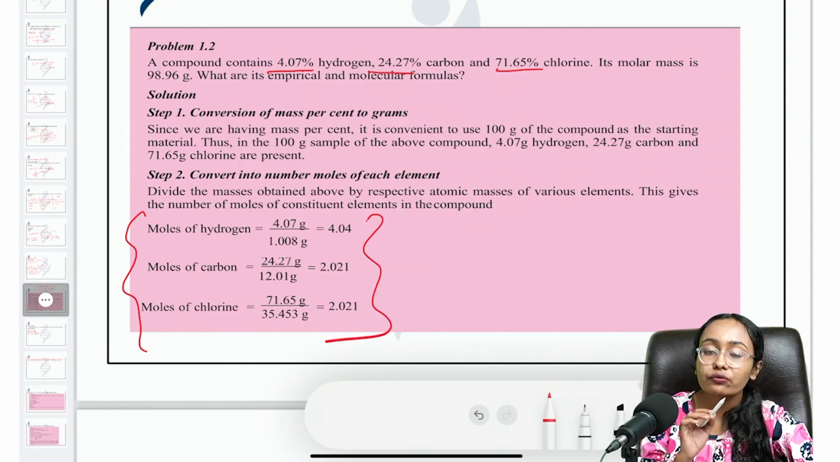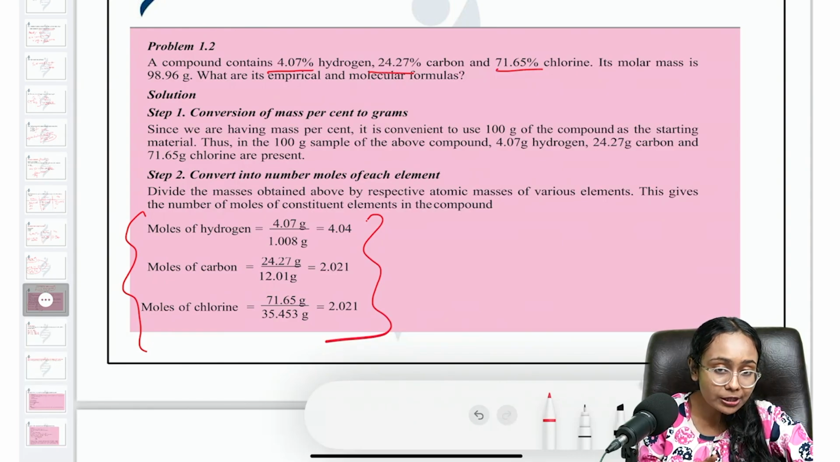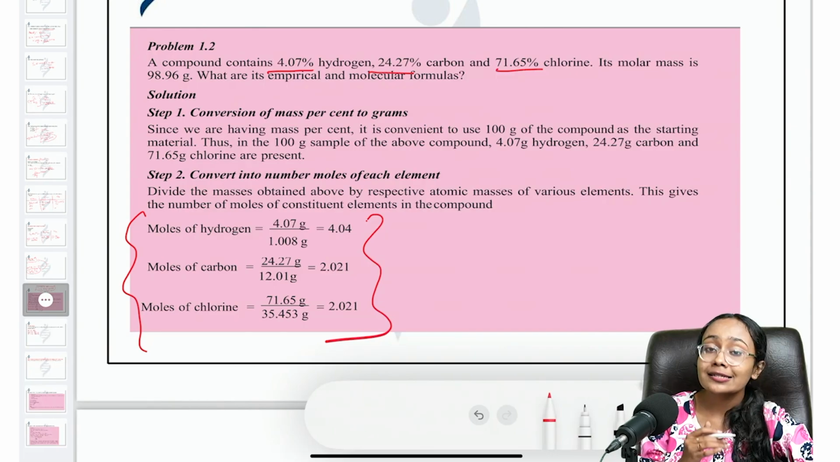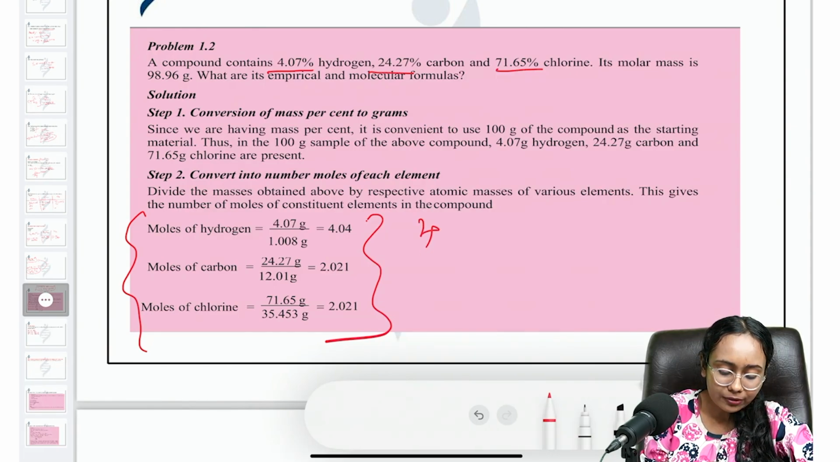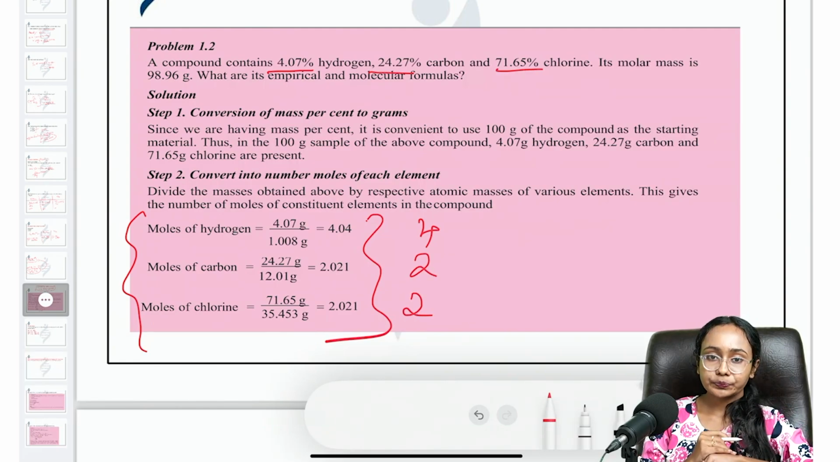4.07 divided by the mass of hydrogen, which is 1. The mass of carbon is 12, so 24 is divided by 12. The mass of chlorine is 35.5, so 71.65 is divided by 35.5. Hence we got 4.044. Let's round it to 4. Let's round 2.021 to 2 and 2.021 to 2.